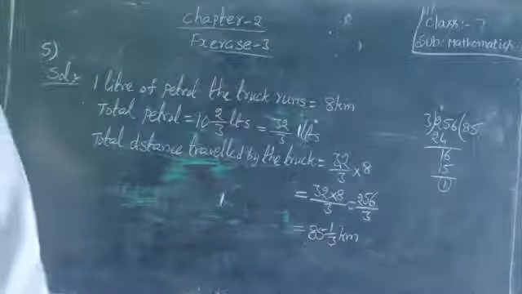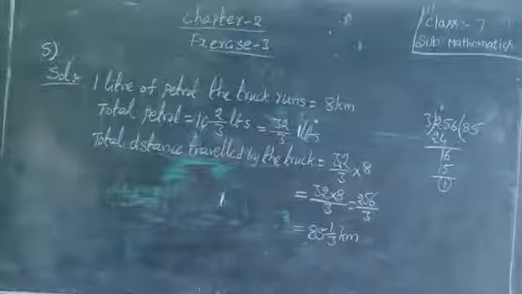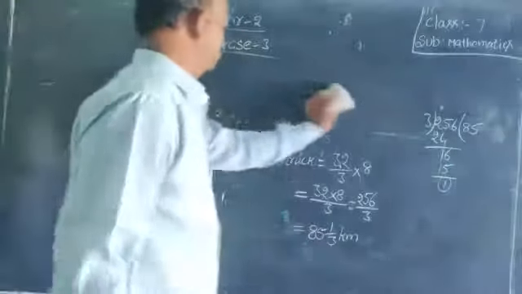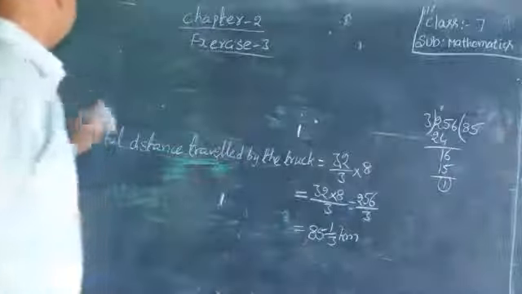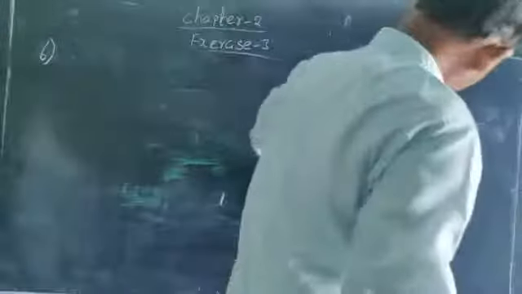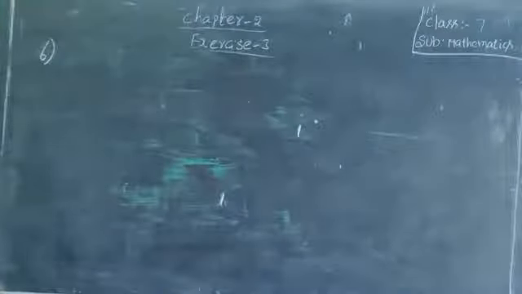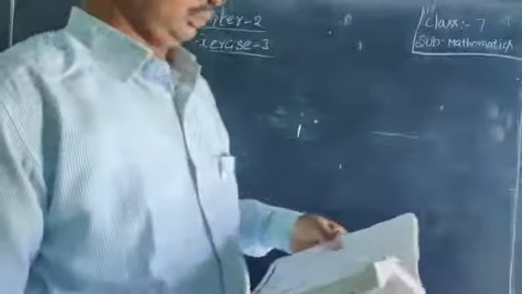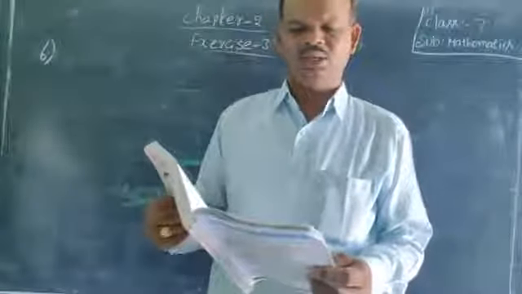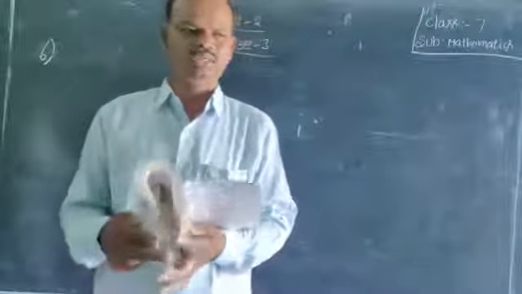Next, sixth one. Sixth sum. Raja walks 1 1/2 meters in 1 second.